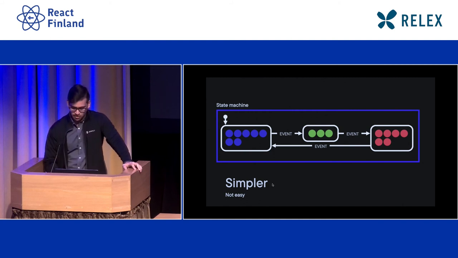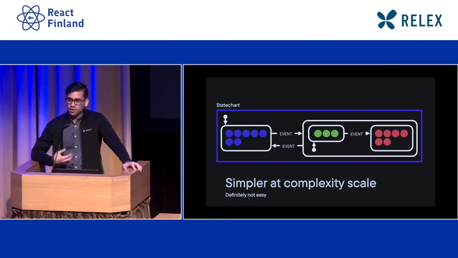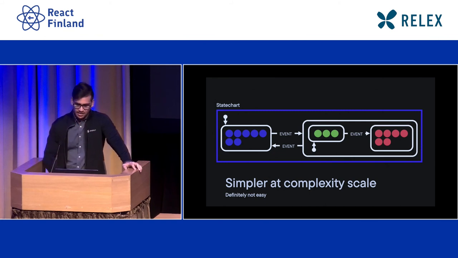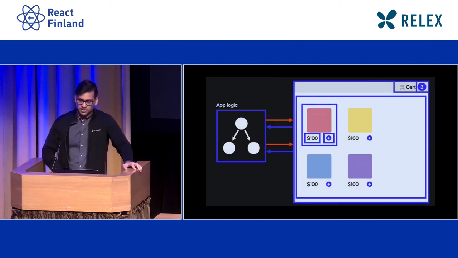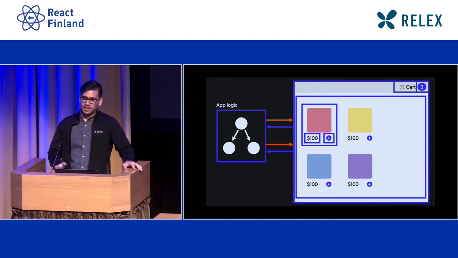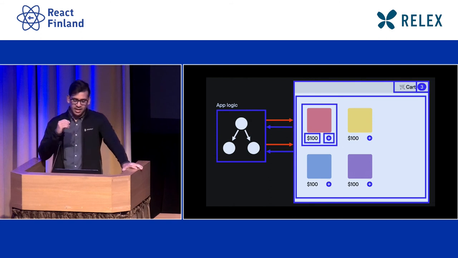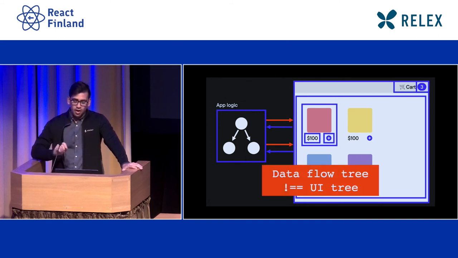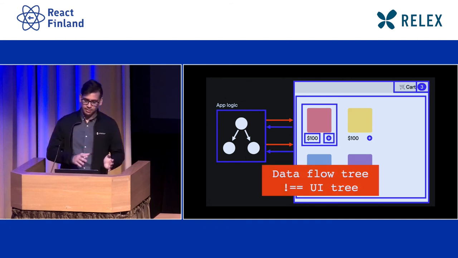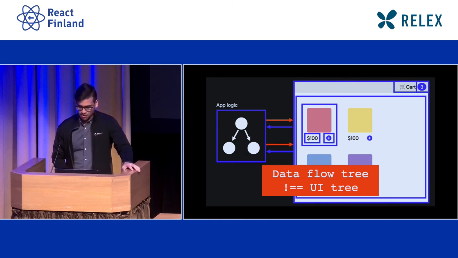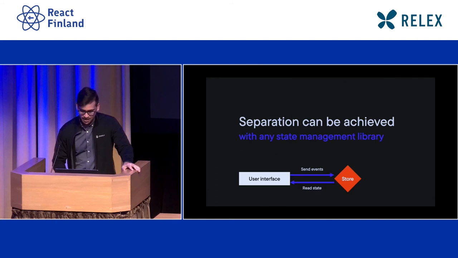But of course, this isn't really easy. It is a learning curve to use state machines. And when your app gets really complex, that's when state charts come in, and that's definitely not easy. So overall, it doesn't matter what you use. What I really want to emphasize is that your application logic and your view logic are not always the same. In other words, a data flow tree is not the same as your UI tree. And it's just really good to keep those two things separate.